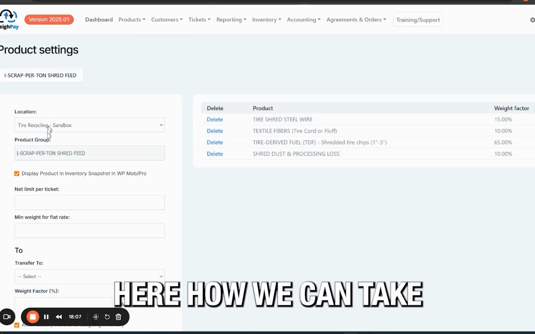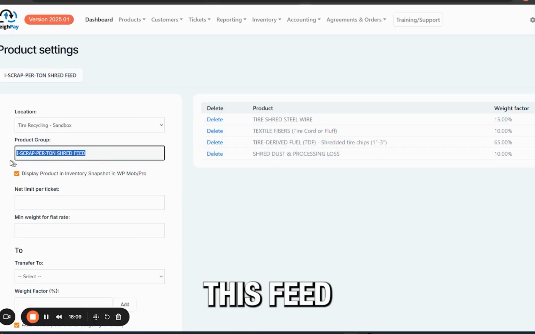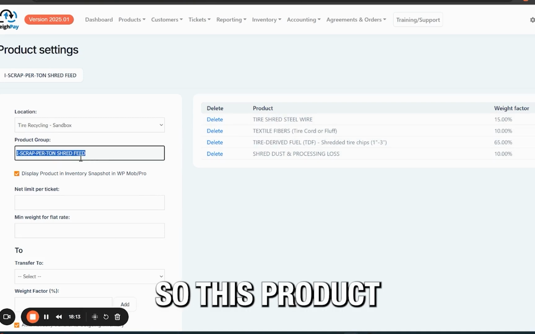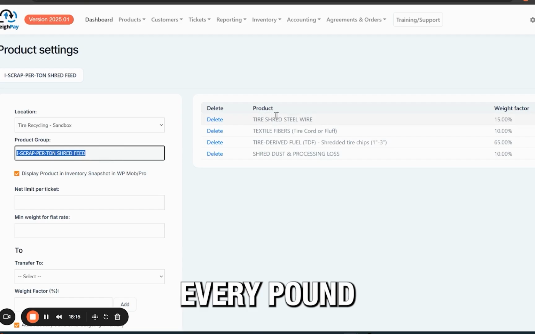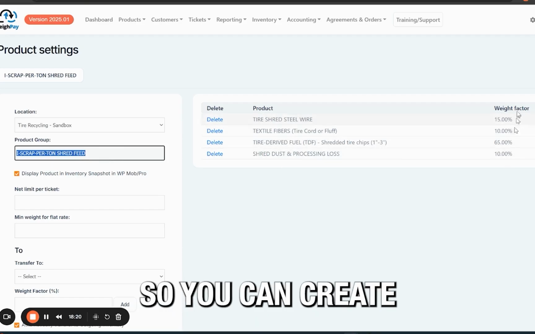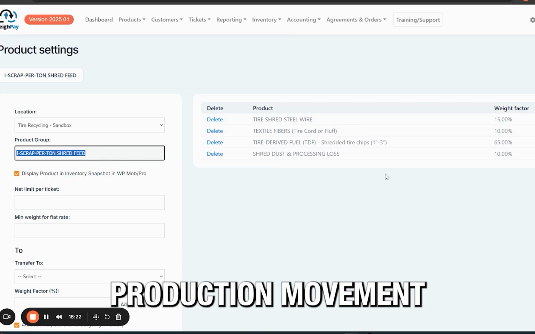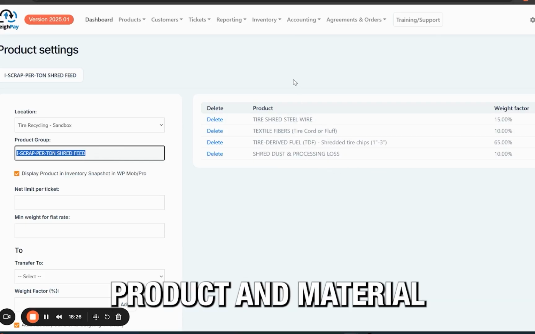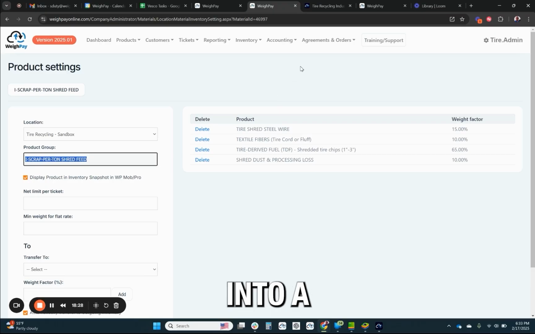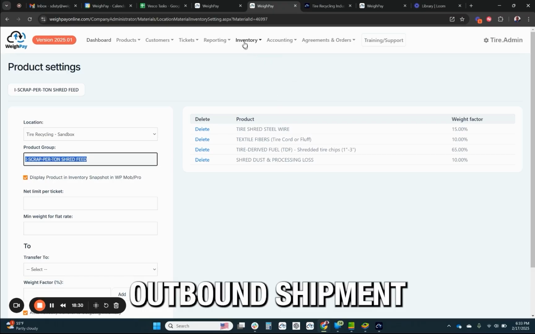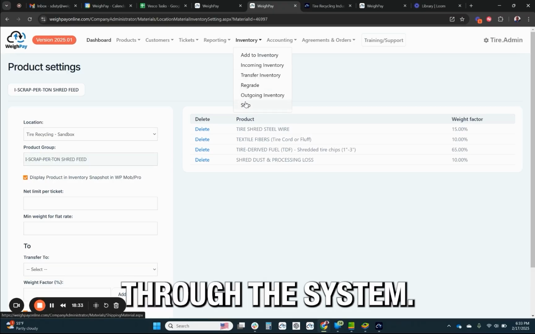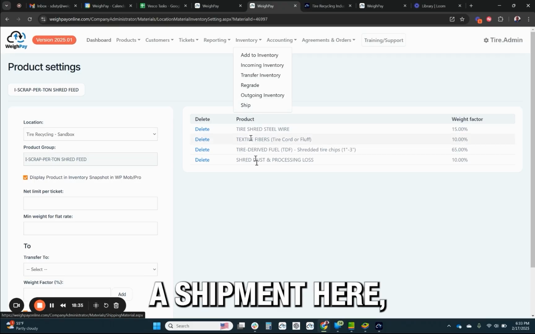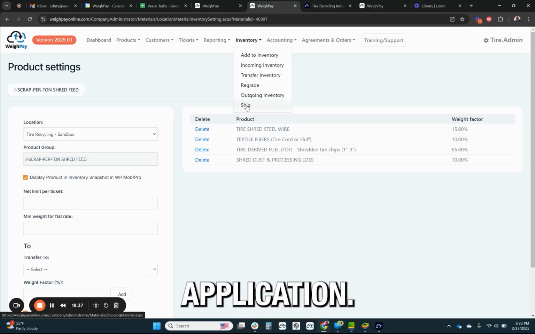You can see here how we can take this feed into a production movement. So this product, every pound, gets auto regraded into here by 65, 10, 15. So you can create your own production movements right in the WeighPay system to manage your shred product and material. That then can go into an outbound shipment, and you can actually ship through the system if you want to do a shipment here, or you can do a shipment through your scale application.